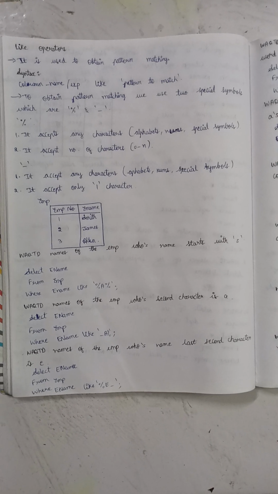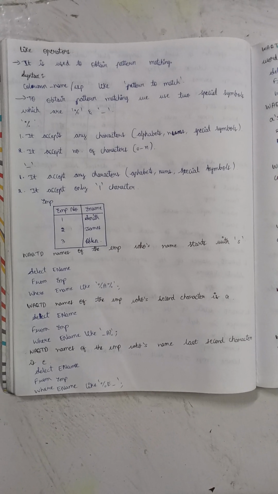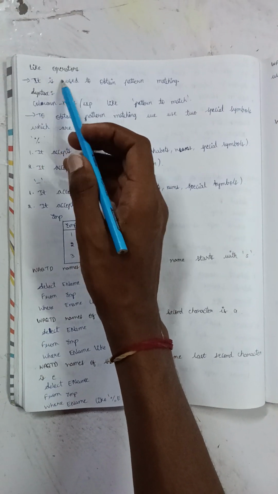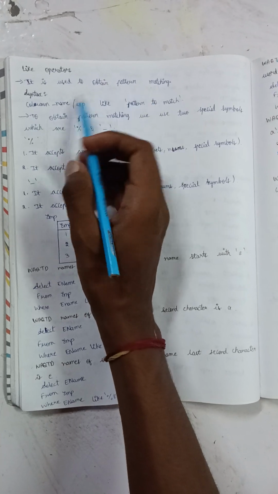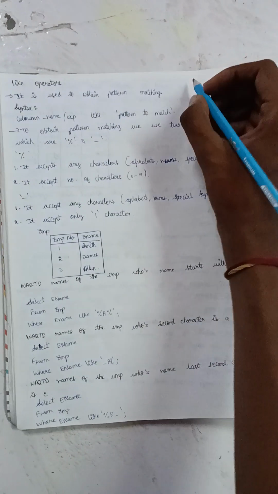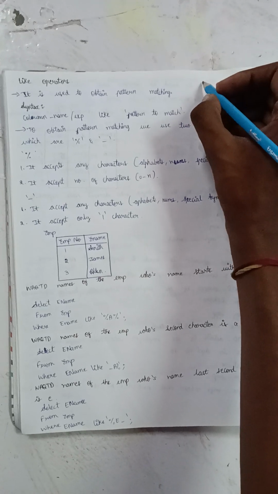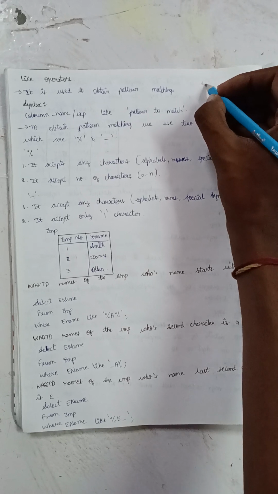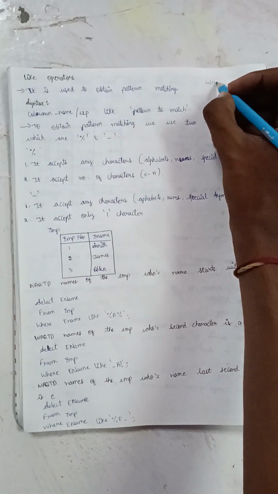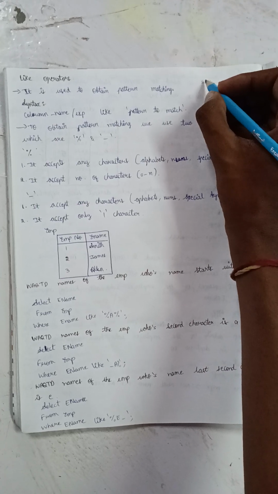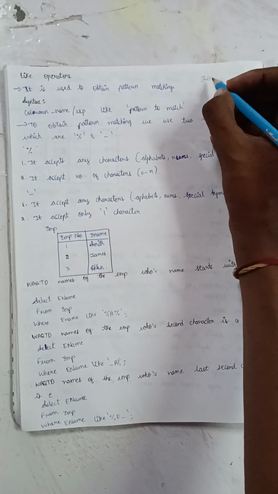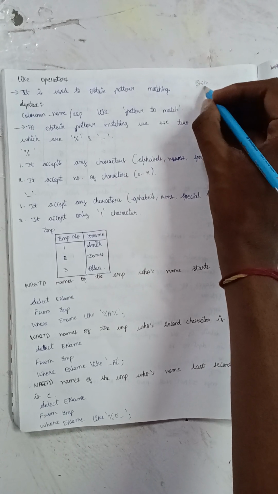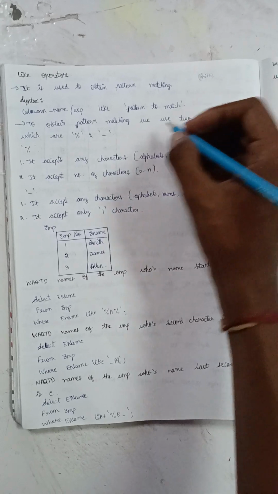Hello everyone. Today I am discussing LIKE operators and NOT LIKE operators. The LIKE operator is used to obtain pattern matching. Suppose we want to get the names that start with the letter S. If the pattern is Smith, and the name starts with S, then with that pattern we can find the word.